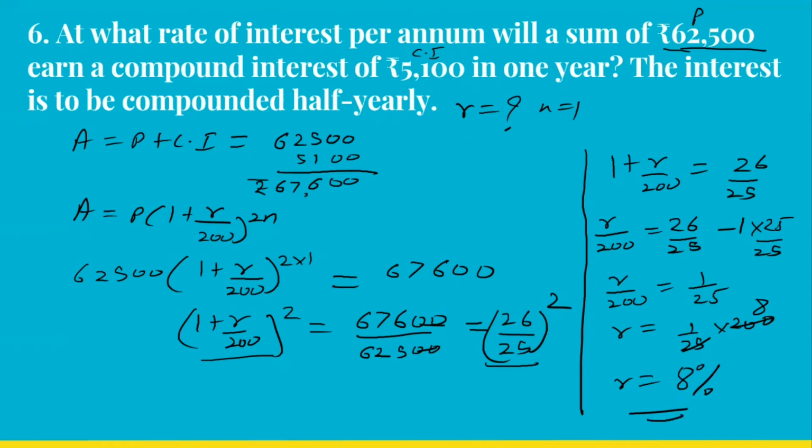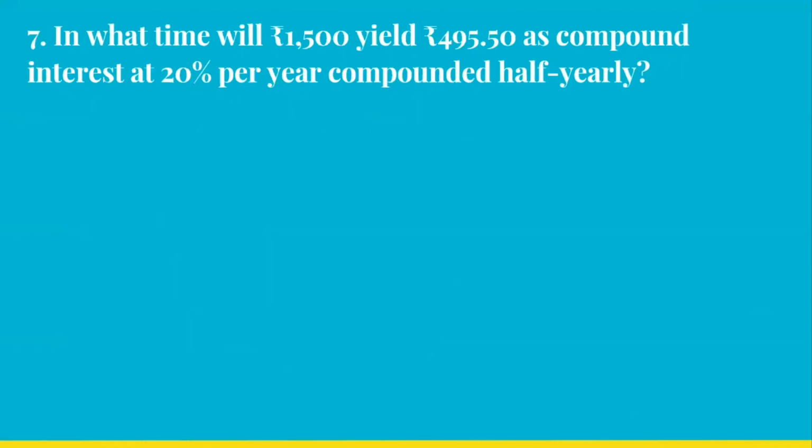Quickly, let us move on to the next question. In what time will rupees 1,500 yield rupees 495 and 50 paisa as compound interest at 20% per annum compounded half yearly, right? So note down what all things are given over here.